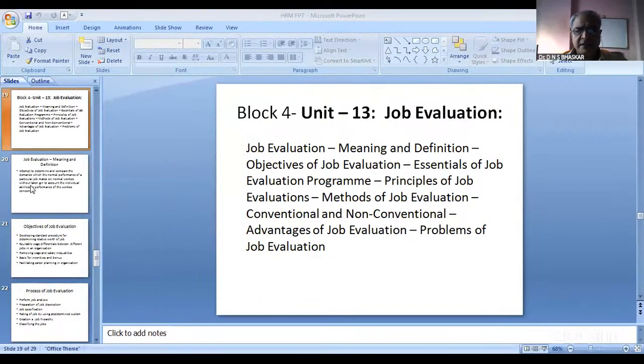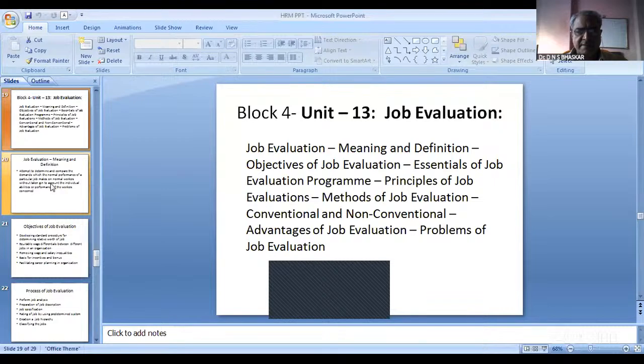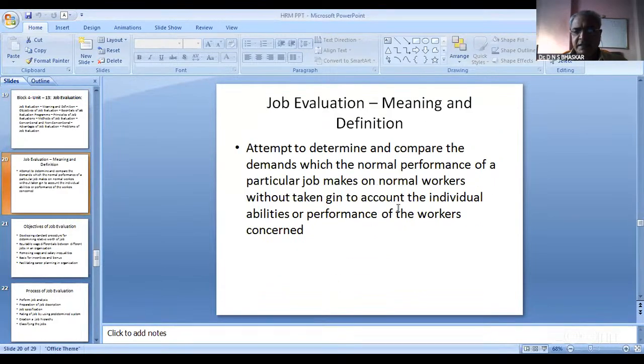And now let me share the screen, and basing on that, you will be able to understand in a better way. Next. So this is one title page actually. This is the job evaluation, that is, an attempt to determine and compare the demand which normal performance of a particular job makes on the normal worker, without taking into account the individual abilities of the performance of the worker concerned.